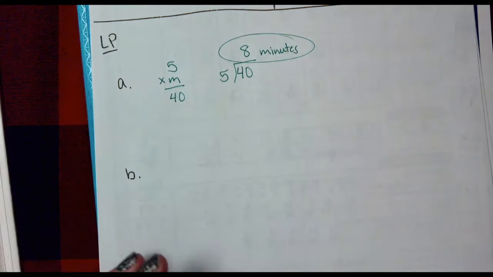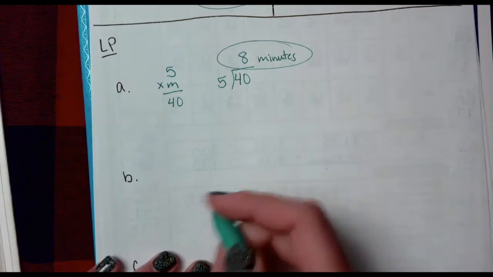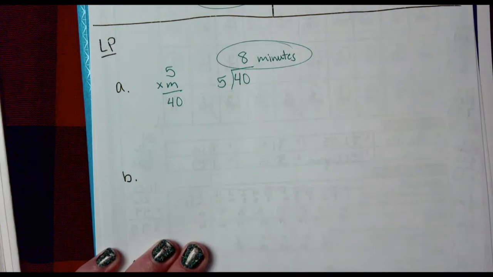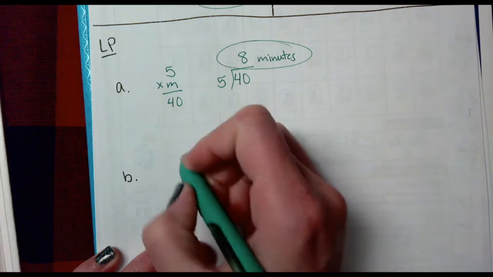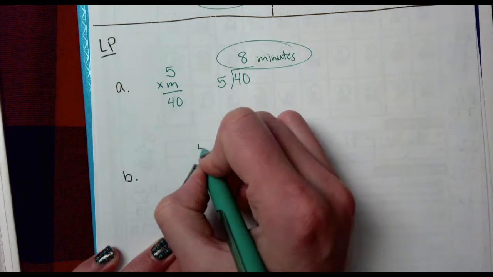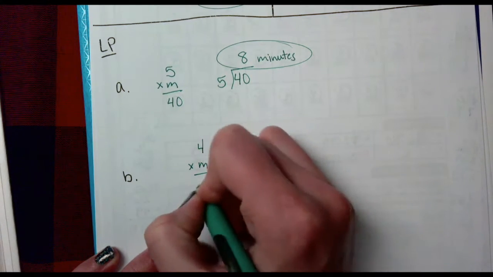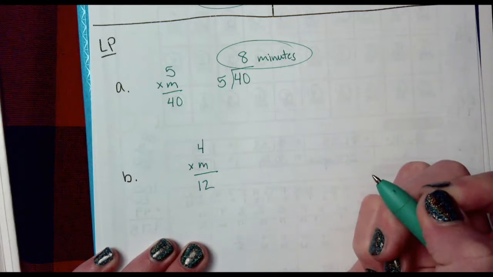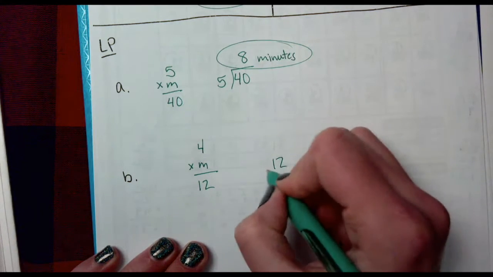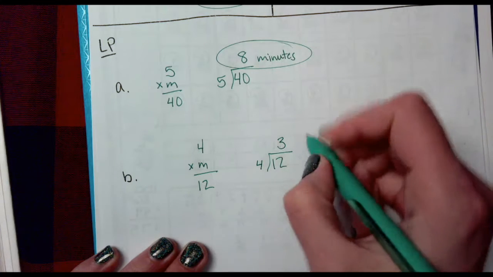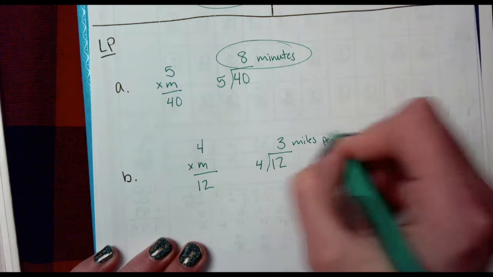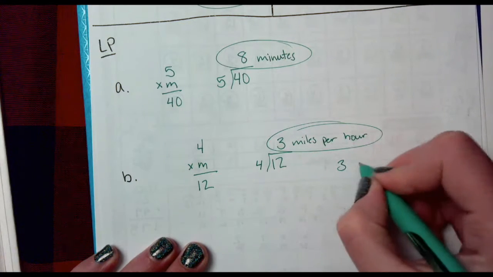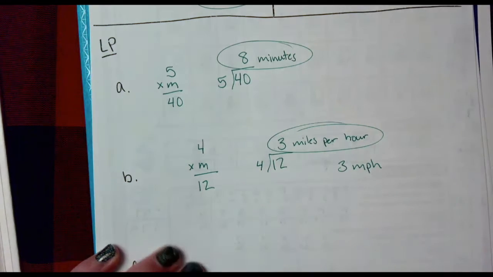Lesson practice B says the troop hiked 12 miles in 4 hours. The average rate was how many miles per hour? So if we started at 4 hours times how many miles per hour equals 12 total miles. 12 divided by 4 is 3, so they were going 3 miles per hour. Remember your abbreviation for that? MPH means miles per hour.